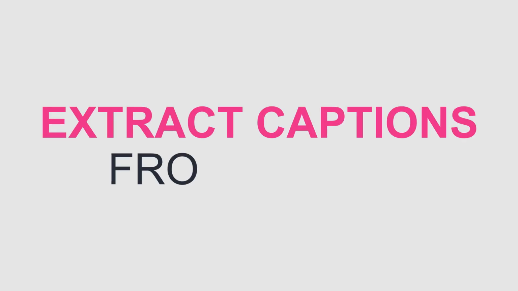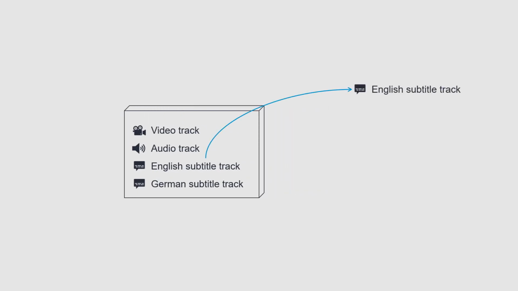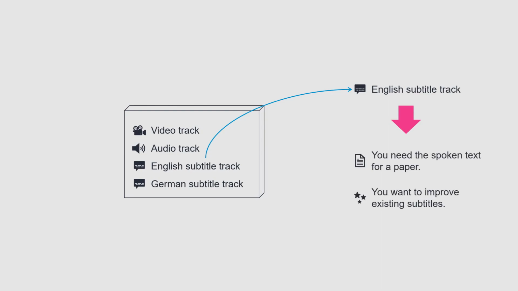Creating subtitles manually and adding them to a video file as a track definitely requires some work. But what if you need the exact opposite? What do you do if you want to extract subtitles from a video file? You might need the spoken text for a paper, but not the video. Or maybe you want to improve existing subtitles, but only get the whole video file. There must be a reason or two.